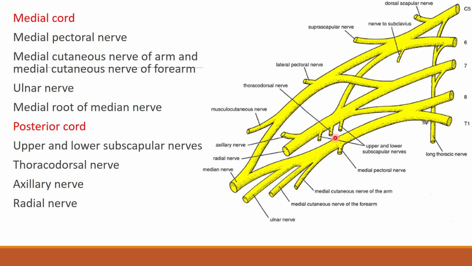Then we will see the branches from the posterior cord. See here, this is the posterior cord and there are many branches which are coming out from it. First of all, the upper and the lower subscapular nerve. Then there is the thoracodorsal nerve. This is the axillary nerve, and then the radial nerve, which is the main, biggest branch of the posterior cord. So radial nerve, axillary nerve, thoracodorsal, upper subscapular, lower subscapular. These are the branches from the posterior cord.